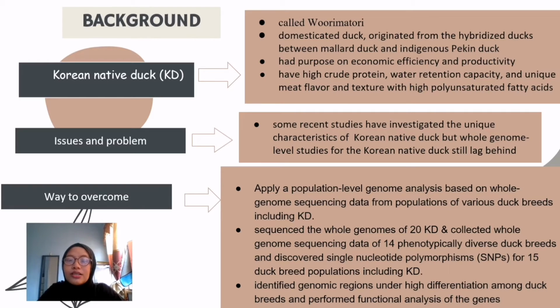So they sequenced the whole genome of 20 Korean duck and 14 data from diverse duck breeds. Then they discovered the single nucleotide polymorphism for 15 duck breed populations, including Korean duck. Then they also identified the genomic region under high differentiation among those duck breeds and performed functional analysis of the gene. This method will be explained more later by my friend.